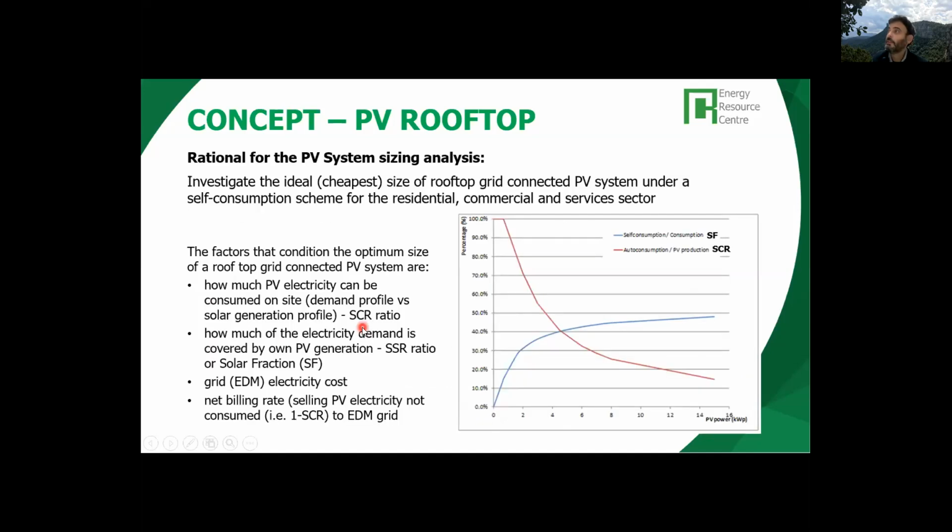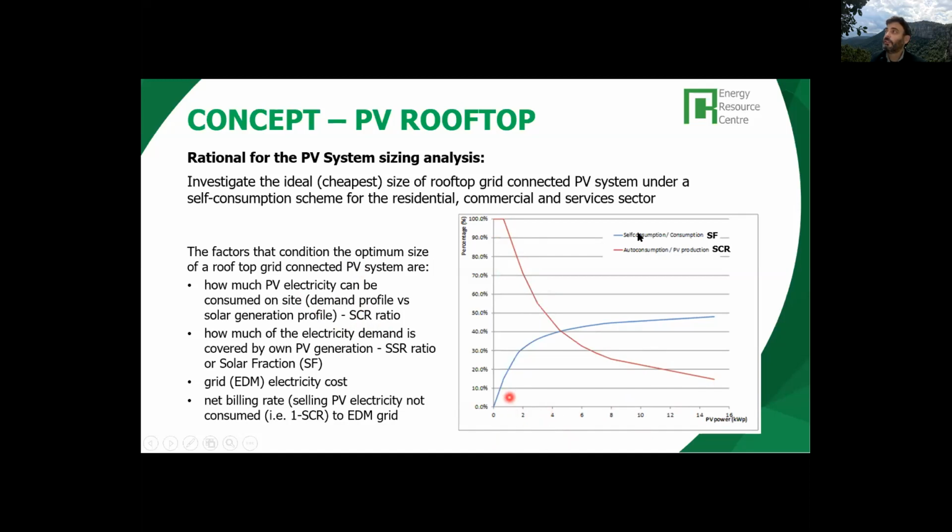As we continue increasing the PV system, the amount of electricity generated by this PV system that we can consume on site is lower and lower and lower. So there is a decrease in the self-consumption ratio as we make the PV system larger.